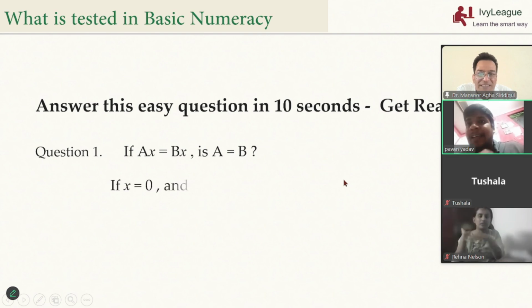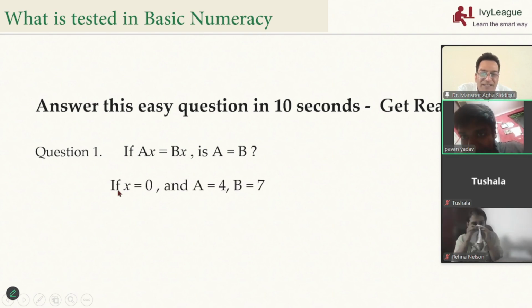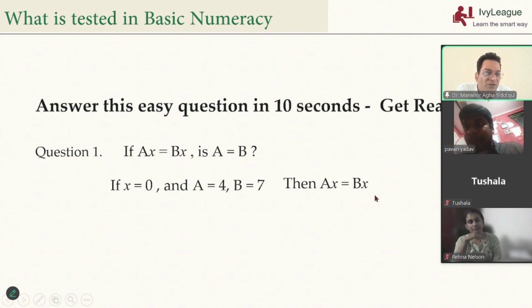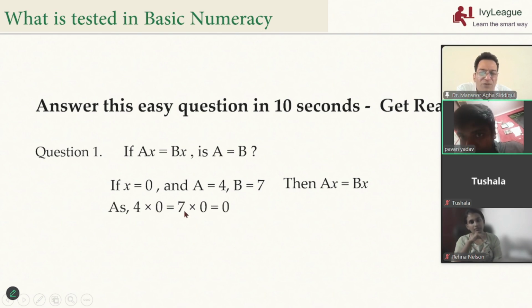The first thing you have to understand in this question is, suppose the value of x is equal to 0, the value of a is equal to 4 and b is equal to 7. Then ax will be equal to bx, because on both sides of the equation you are going to have 0. But 4 into 0 is equal to 7 into 0, does that mean that 4 is equal to 7? No.